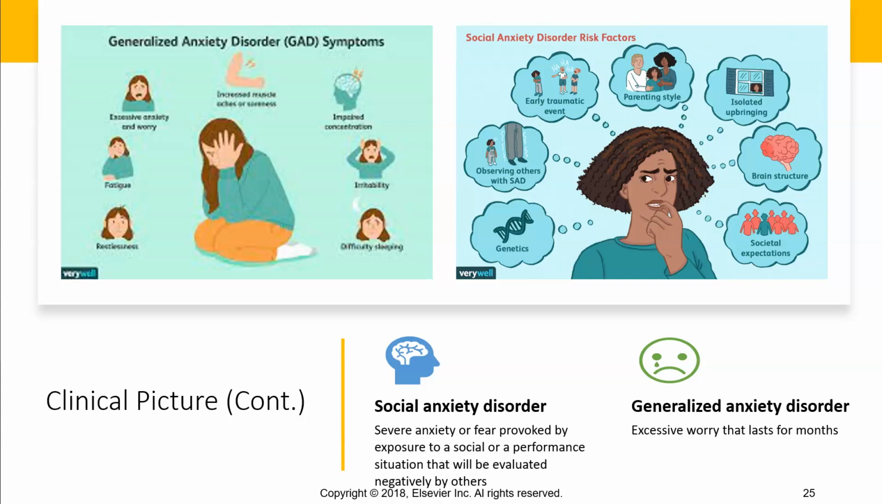Propranolol is a wonderful choice of medication for someone with social anxiety disorder, even to take it PRN. I'm terrified of public speaking. I have to go speak in front of people. They can take a propranolol beforehand. It works very well.